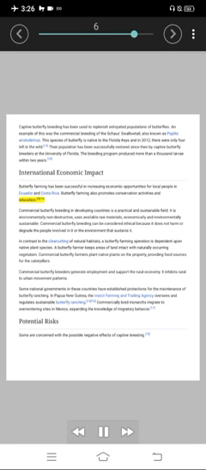Commercial butterfly breeding in developing countries is a practical and sustainable field. It is environmentally non-destructive, uses available raw materials, and is economically and environmentally sustainable. Commercial butterfly breeding can be considered ethical because it does not harm or degrade the people involved in it or the environment that sustains it.